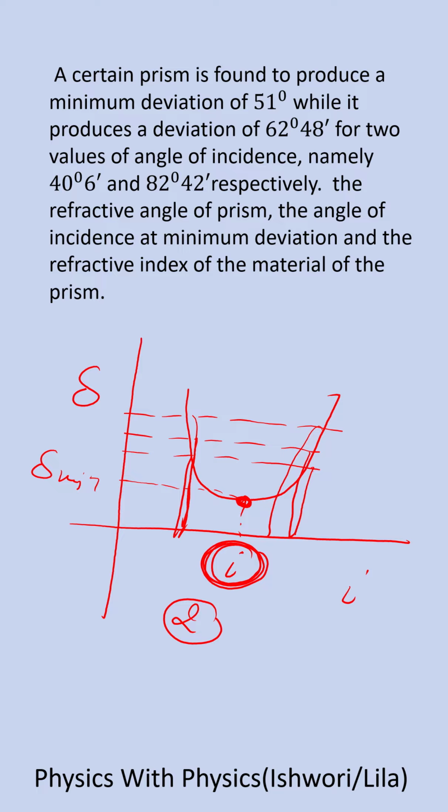But the values of those two angles of incidence are equal in the case of minimum deviation. That's why we say only one value. There is only one angle of incidence when the prism produces minimum deviation.